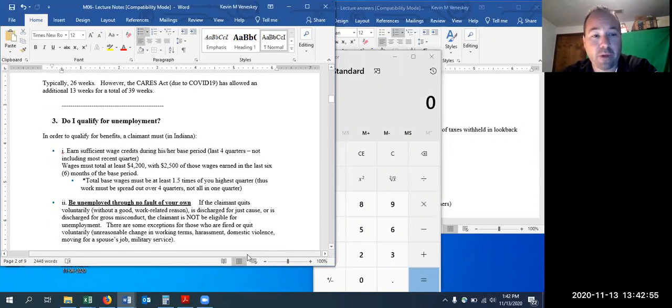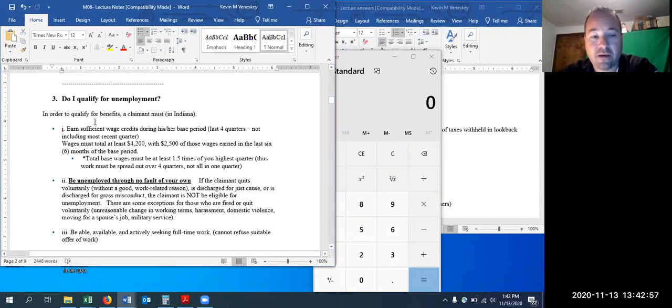Do I qualify for unemployment? Well, as long as you have met some of these criteria here, in the last 4 quarters, your wages had to total at least $4,200. So if you didn't make at least $4,200, you may be in some hurt. So wages totaling $4,200, and with 2,500 of those in the last 6 months. So over half within the last 6 months. You can't have it all a year ago. Okay, so hopefully that's not too hard. You know, within the last 4 quarters, you need to only earn $4,200. That's pretty low.